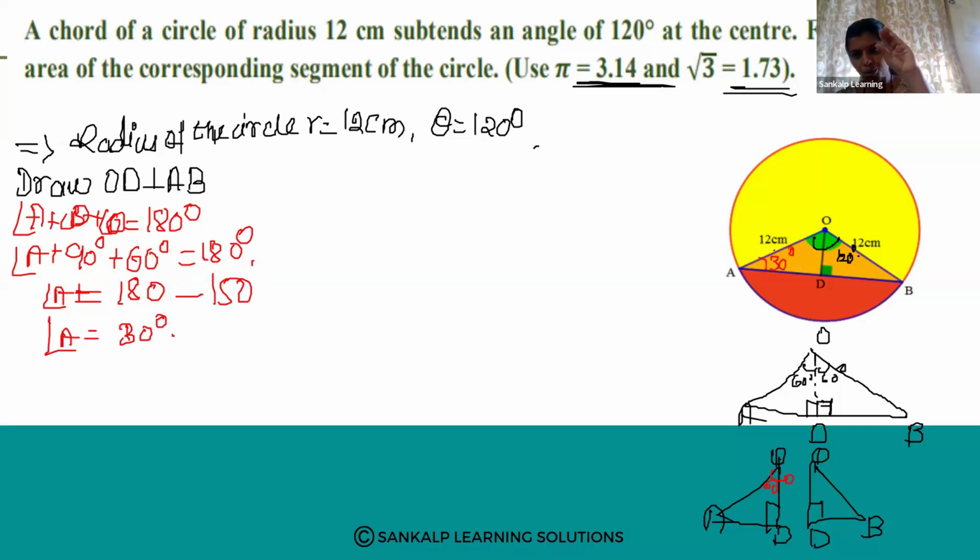Understood? Angle O is 60 degree. Angle D is 90 degree. By using those two angles, we can find out the third angle, that is A. A is equal to 30 degree. Now, observe here, my dear children. So here we know the angle theta, that is 30 degree.